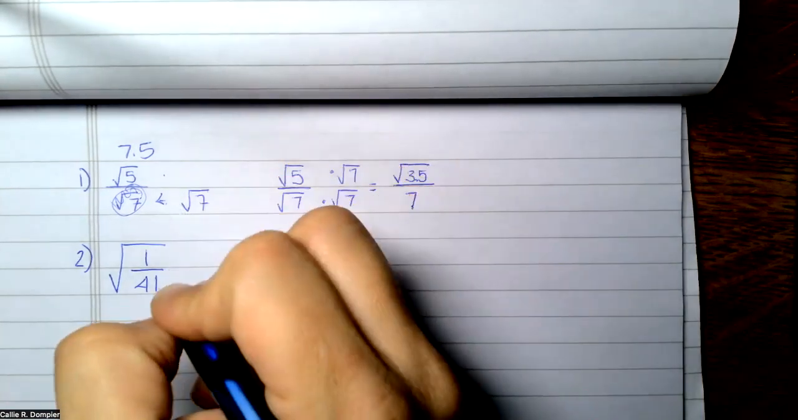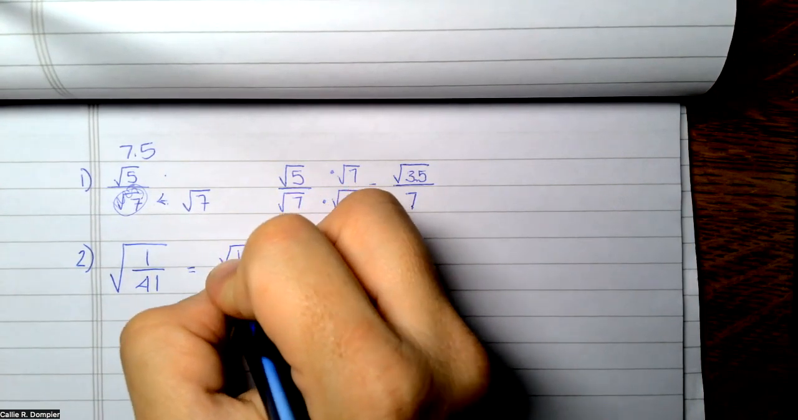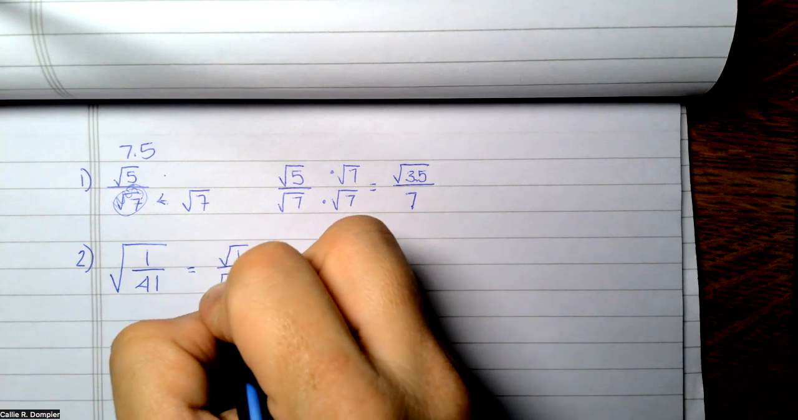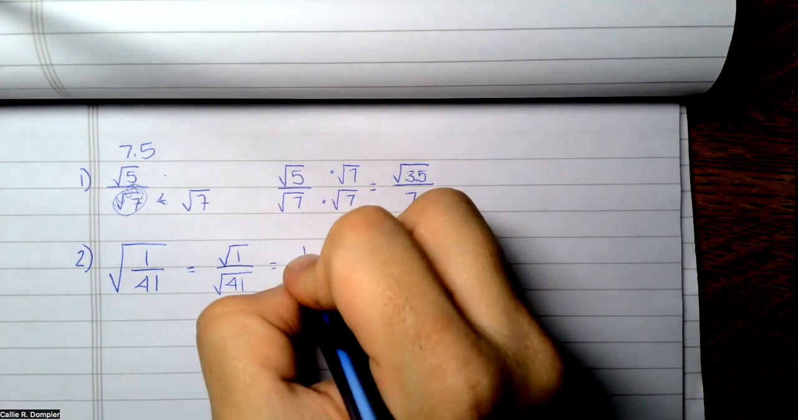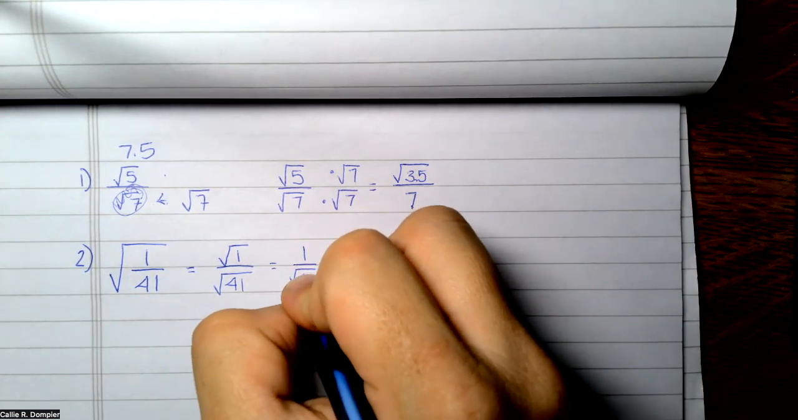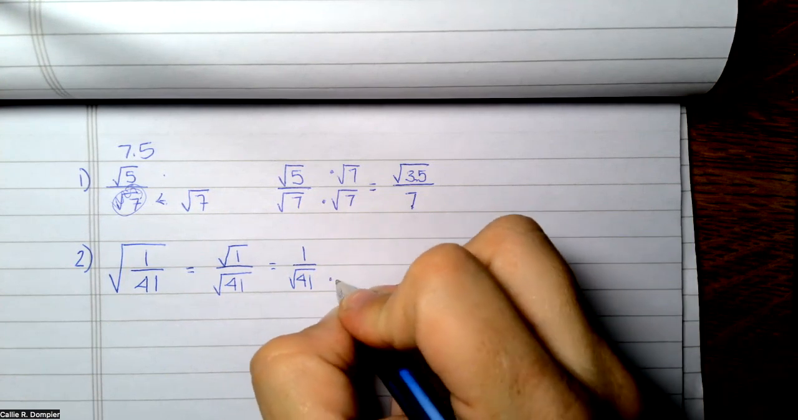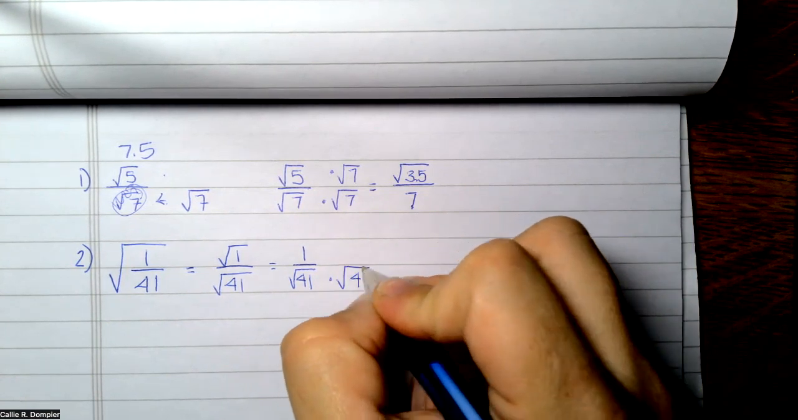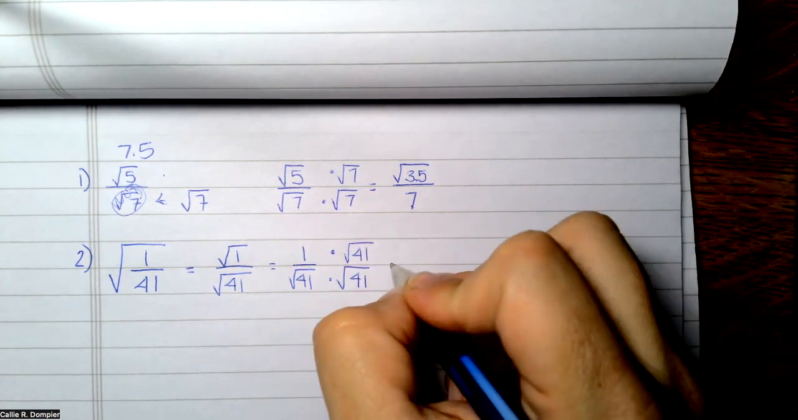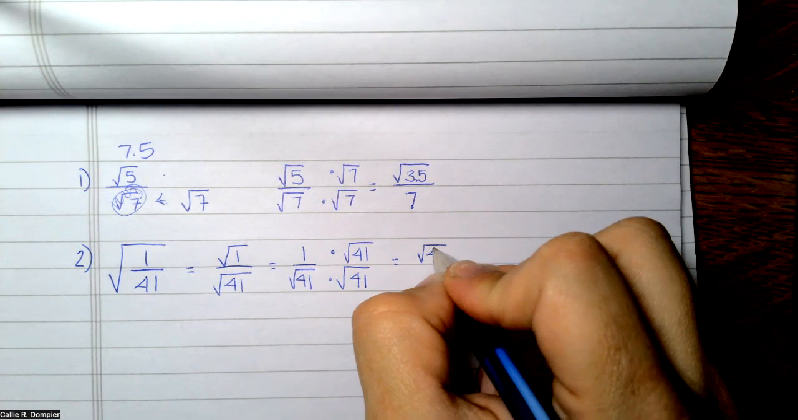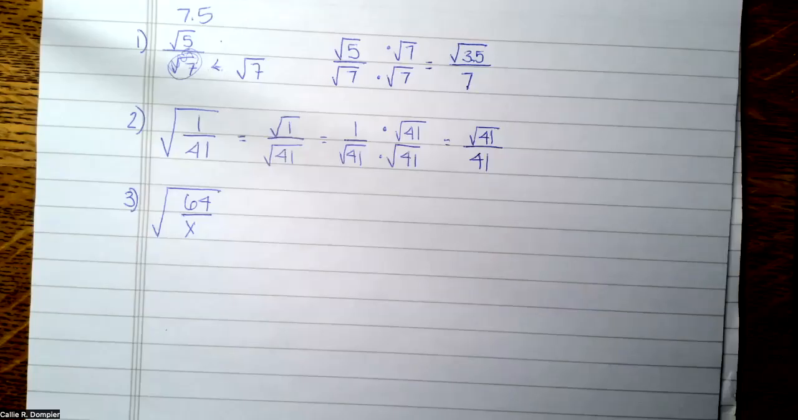Number 2 also asks us to rationalize the denominator. So first I'm going to convert it to the square root of 1 over the square root of 41. Good. The square root of 1 is just 1, so I could even say 1 over the square root of 41. To rationalize the denominator, same thing we did here. We're going to multiply it by the square root of 41. Anything I do to the bottom, I have to do to the exact same thing to the top. So this times the square root of 41. So we have the square root of 41 on top and 41 on the bottom for number 2.